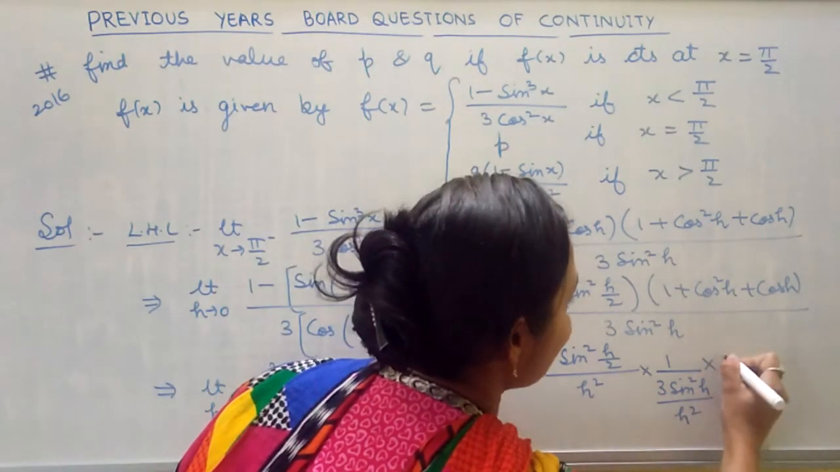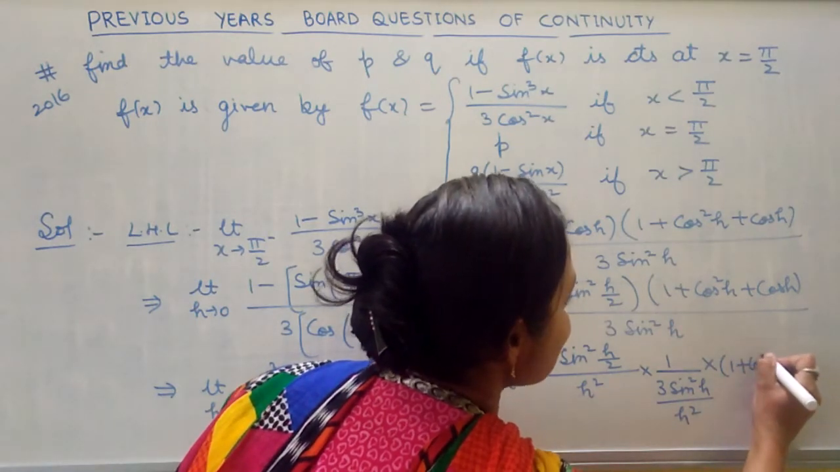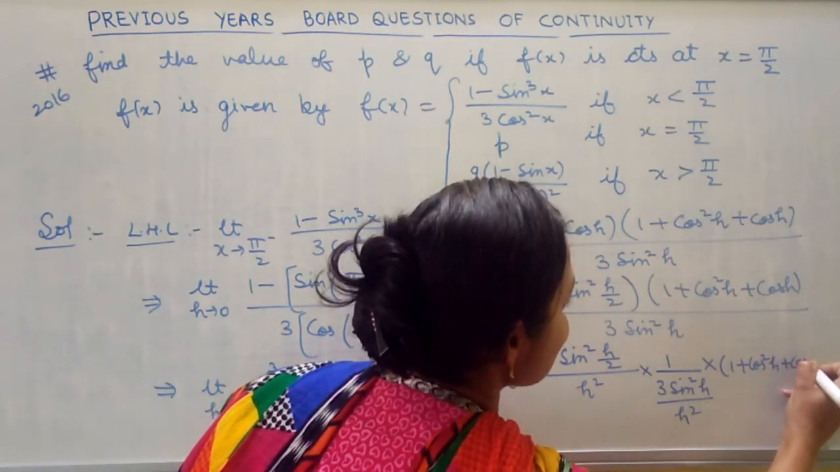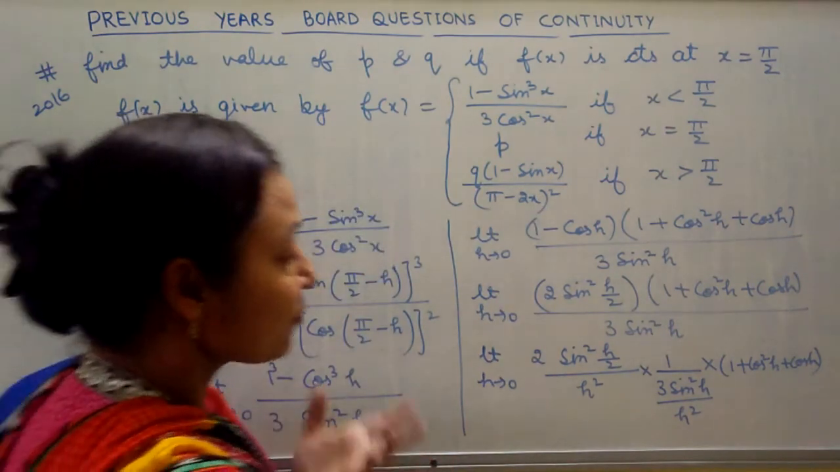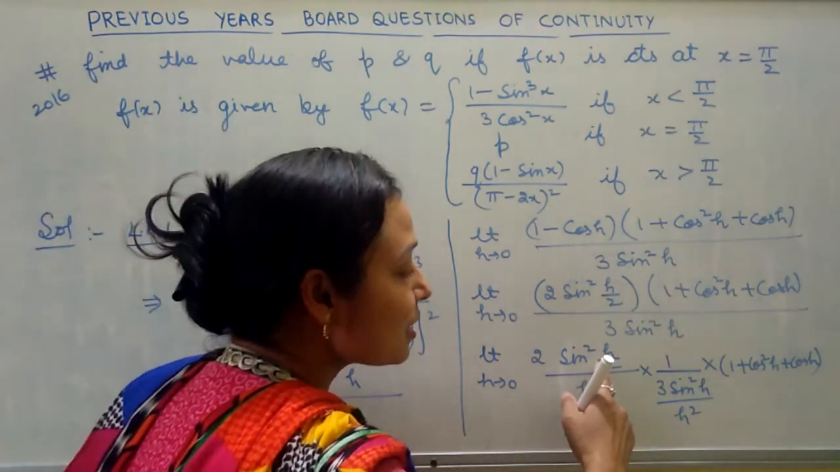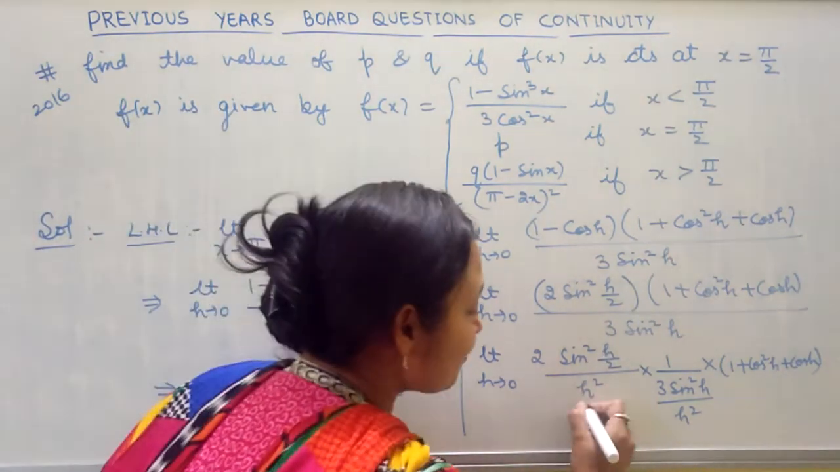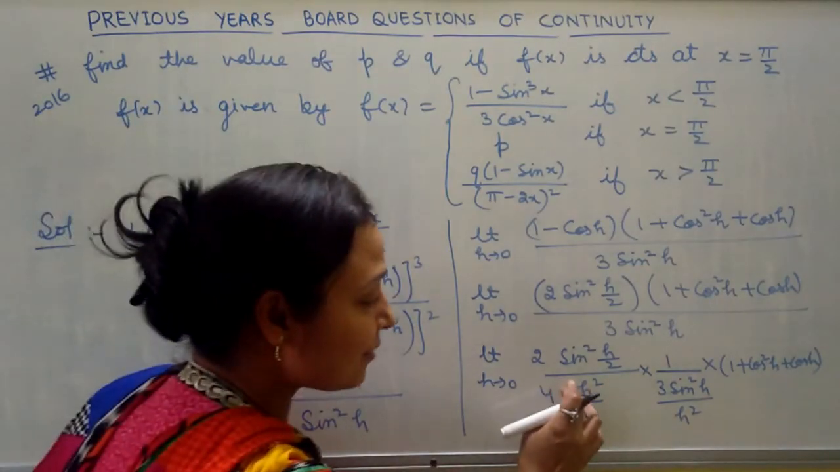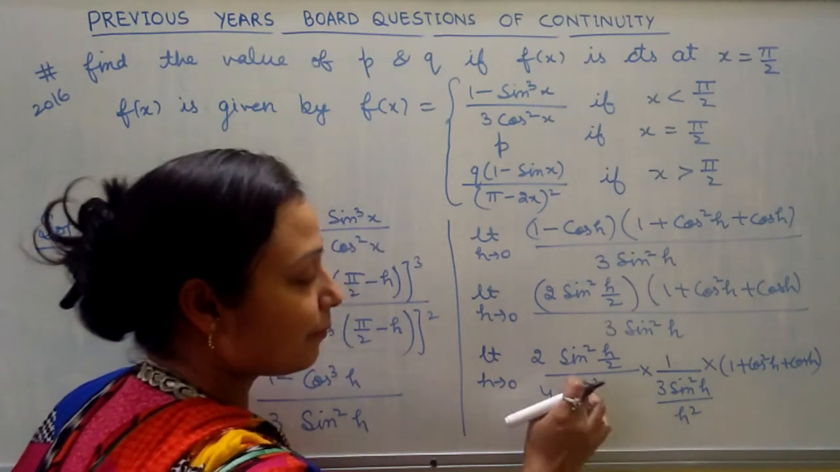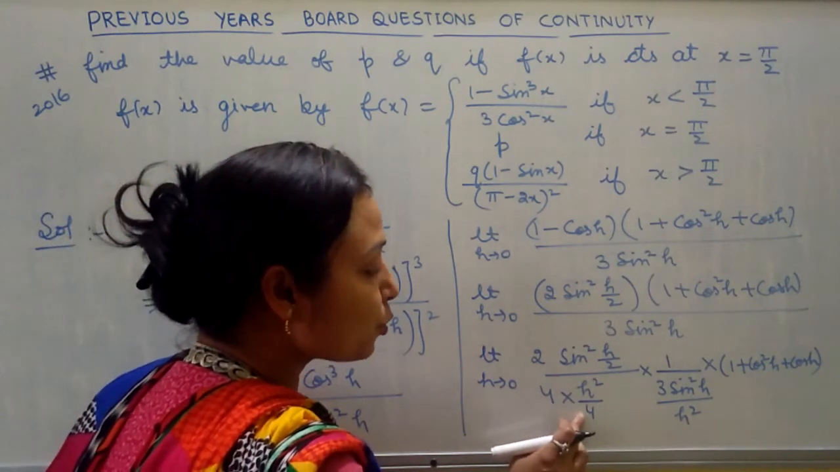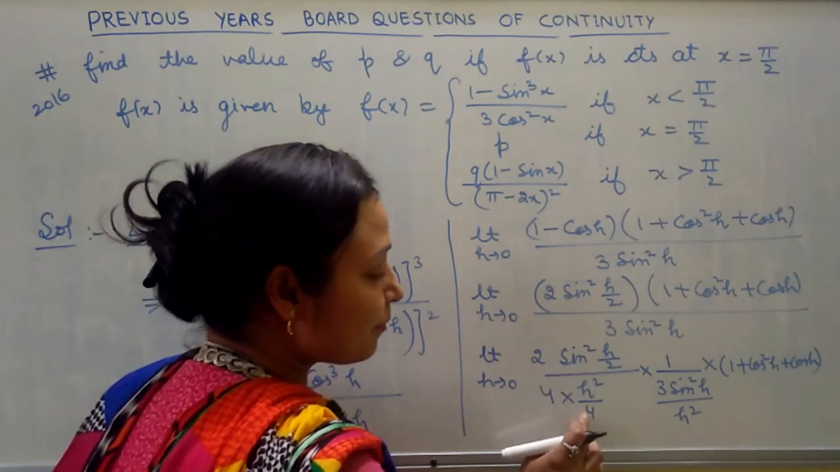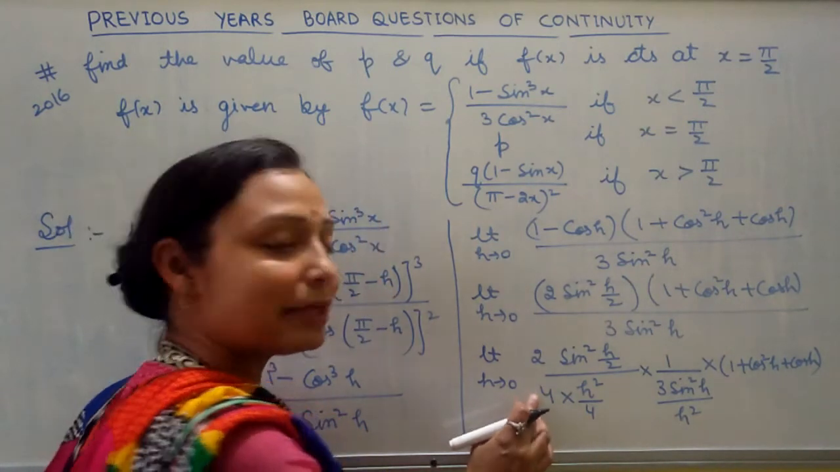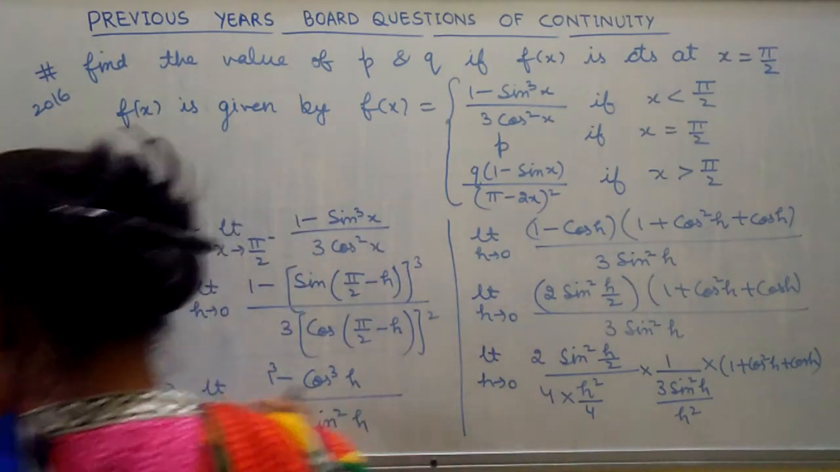Now it is separate as 1 plus cos square h plus cos h. Okay. Now what can I do? I want 2 square, that means 4, and I will multiply with 4. This is divide and multiply. Same numbers are there. When I want 2 square, that means 4, divide and multiply with 4. Okay, what is the next step?